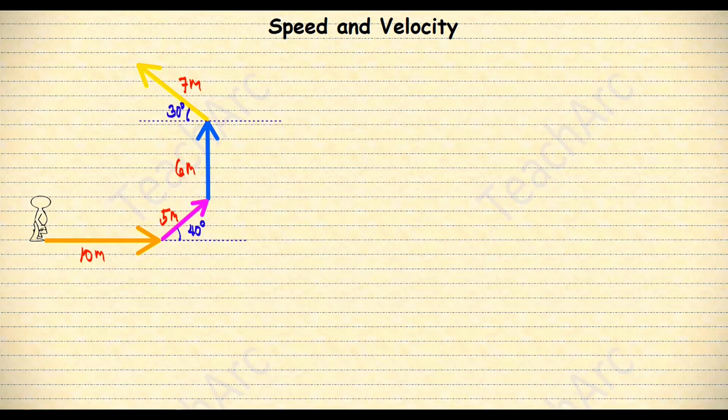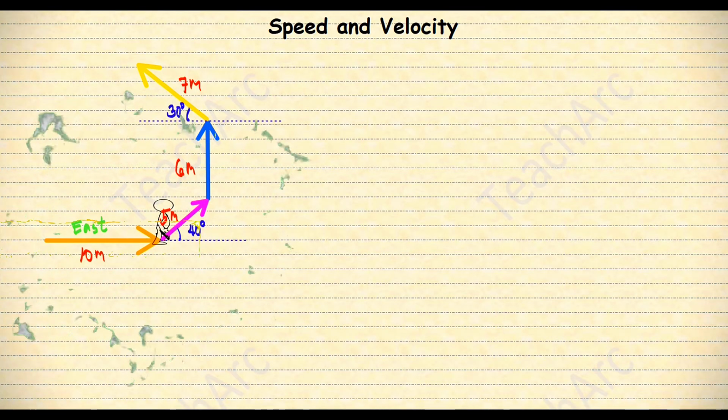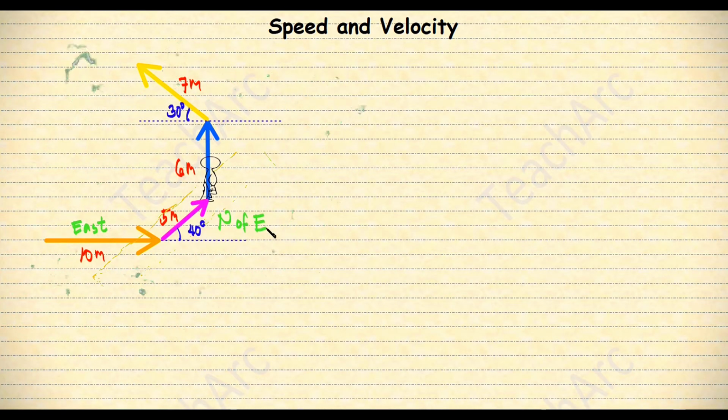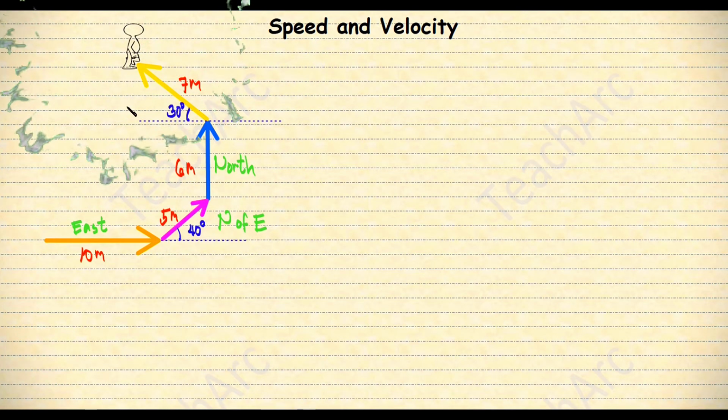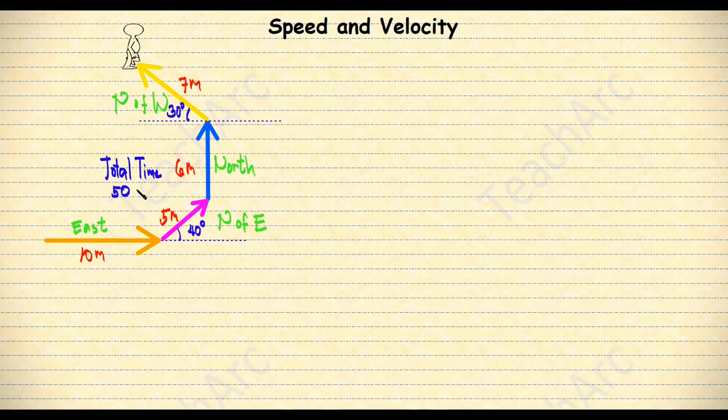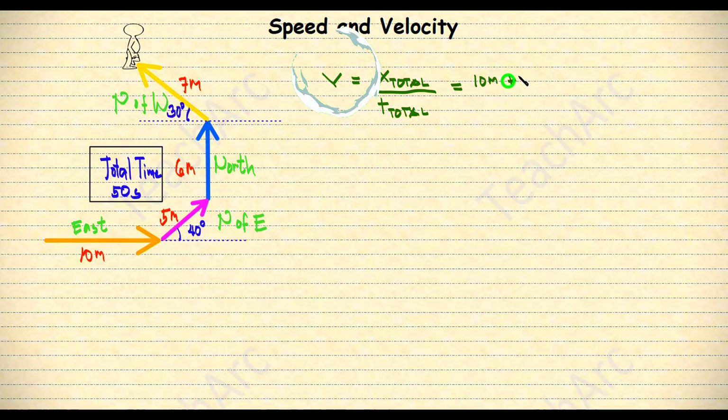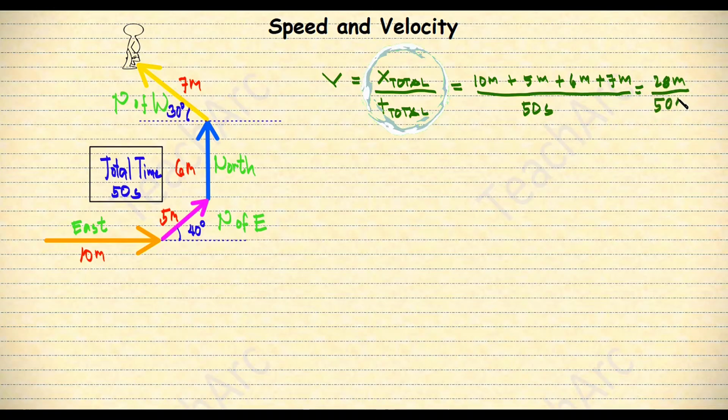But let's challenge ourselves with this kind of problem. What if our energetic boy traveled 10 meters to the east, 5 meters 40 degrees north of east, 6 meters north, and 7 meters 30 degrees north of west? The total time for the entire motion of the boy is 50 seconds. Perhaps the easiest to find is the average speed, which will be 0.56 meters per second after dividing the total distance over the total time.